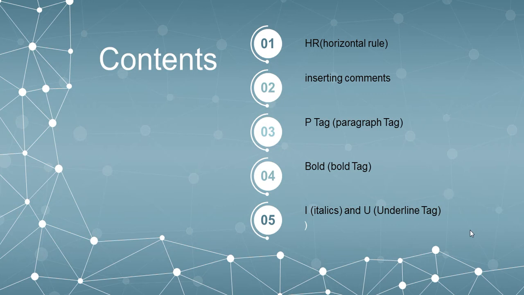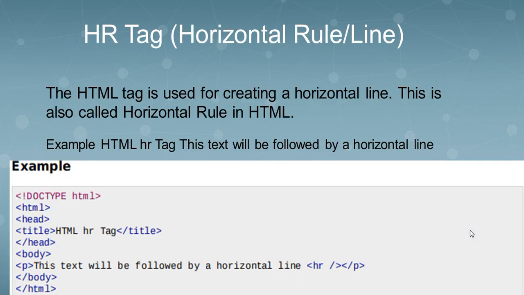So let's begin, student. Here we need to understand the first thing, the HR tag, which is also known as horizontal rule. The HR tag is used for creating a horizontal line. This is called horizontal rule in HTML, and it can be specified with the help of HR. It is a non-container tag, but it can have attributes also. We will discuss that later. So we can see the example.